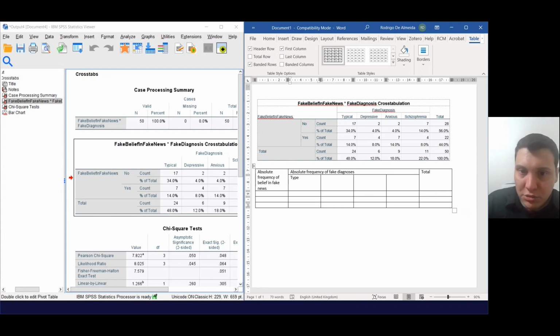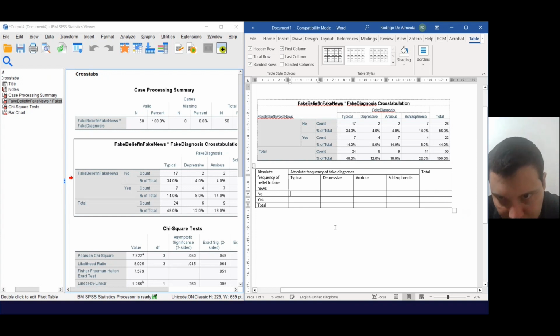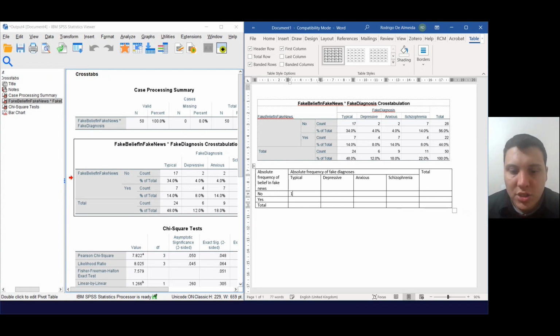What are the fake diagnoses? We have typical, we have depressive, we have anxious, we have schizophrenia. Yes and no. Let's just follow the same order so we don't confuse ourselves. And total. Okay, the rest is the information in the cells in the body of the table. So let's just copy from above. It's 17 people and 34%.